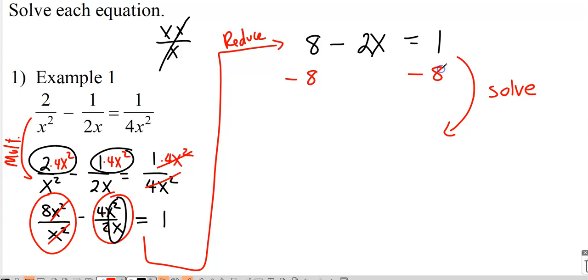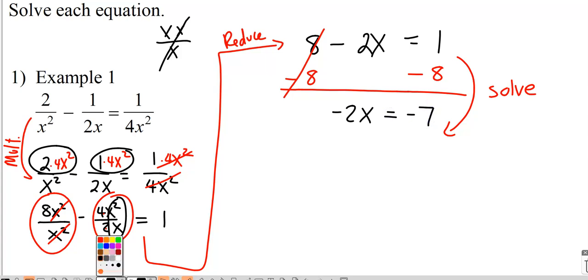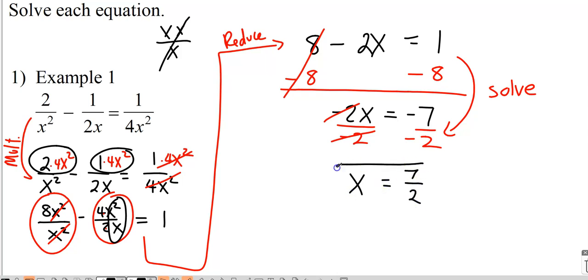Minus the 8 on both sides. That goes away. That leaves me with negative 2x equals negative 7. And then what? Divide by negative 2. So these go away. And now I have negative 7 over negative 2. The negatives cancel, so we'll just put that. And that's our answer. So we solve for x.